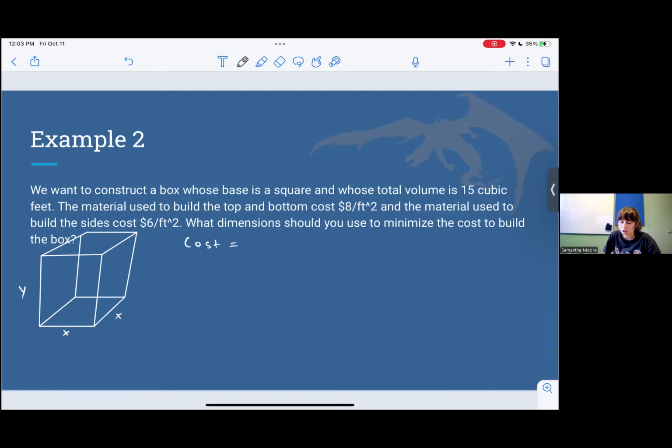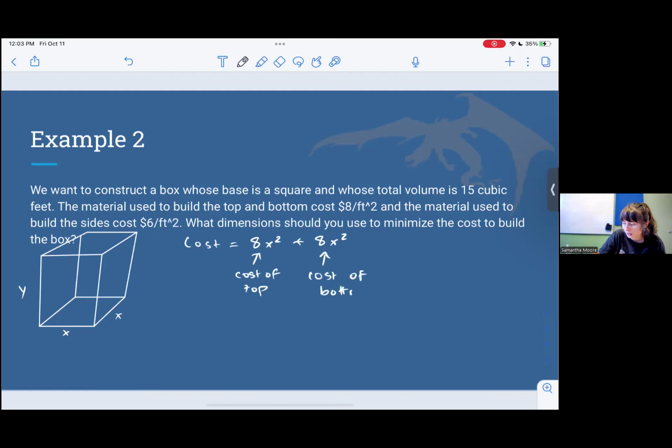The cost to build this box is, for our top and our bottom, $8 per square foot. And the square footage on each of those is just x by x. So the top cost is going to be 8x squared, plus 8x squared for the bottom cost.